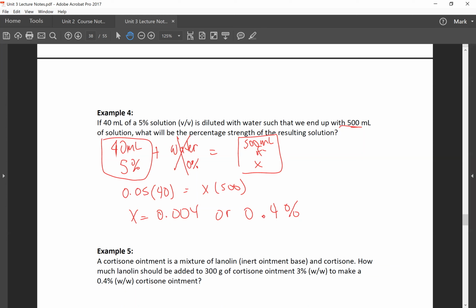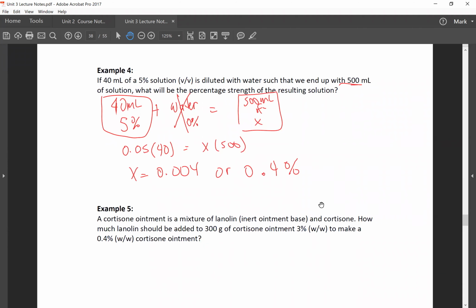So I'm going to give you guys a couple minutes. You can try example number 5 down below. I'll leave example number 4 there for you. But why don't you guys take a couple minutes and try number 5, and I'll come back and I'll look at the answer.